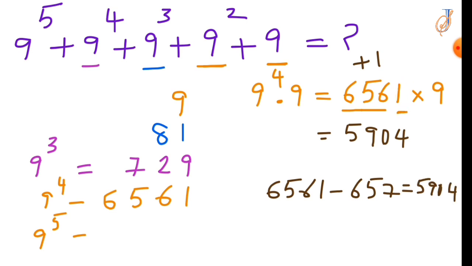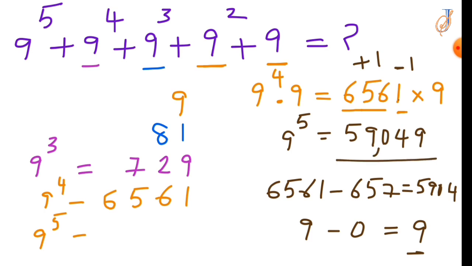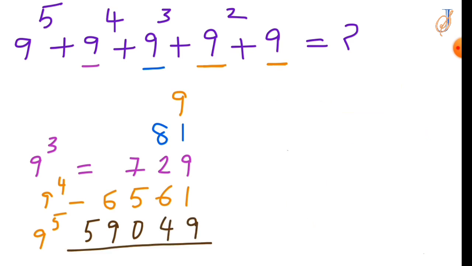For this one, you have to subtract minus 1. So 1 minus 1 which gives 0. This 0 subtract from 9. The result is 9. This 9 you have to write at the last as a unit digit. So 9 power 5, the value is 59,049. So just write here 59,049. Now add the numbers.